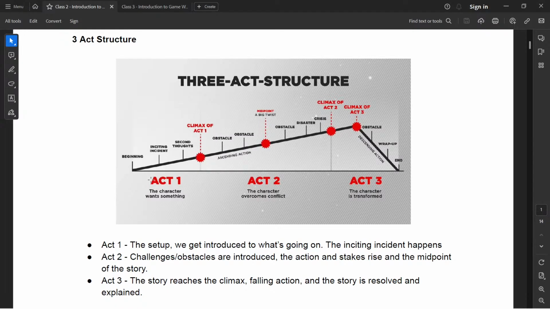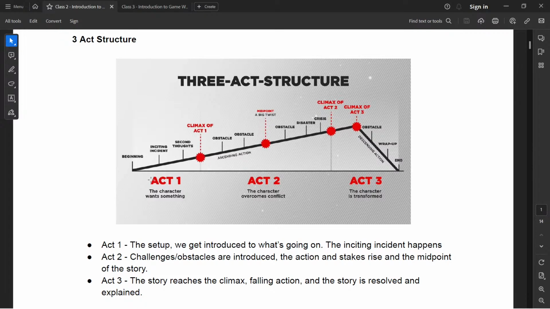And then Act Two would be conflicts. There are a lot of crises, disasters, and obstacles that the character has to face. He's training, he's learning a lot of stuff, and then there comes the big midpoint, the big plot twist, when he meets the old lady who tells him about everything, and he realizes, okay, I understand what my role is.